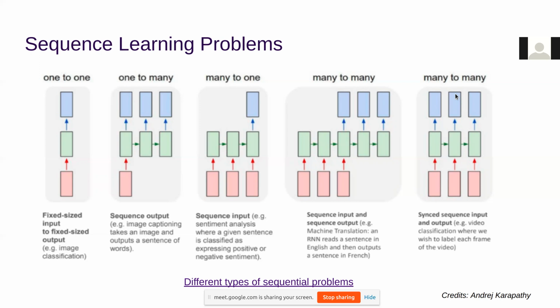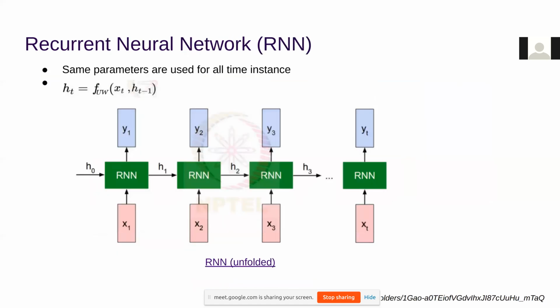So these are different types of sequence learning problems, and the problems where the size of the input or the output is not fixed are difficult to model using CNN, 2D CNN. So for that, we then look at different architectures which might help us in solving these problems. The first architecture we are going to look at here is the recurrent neural network. It is mostly known as RNN.